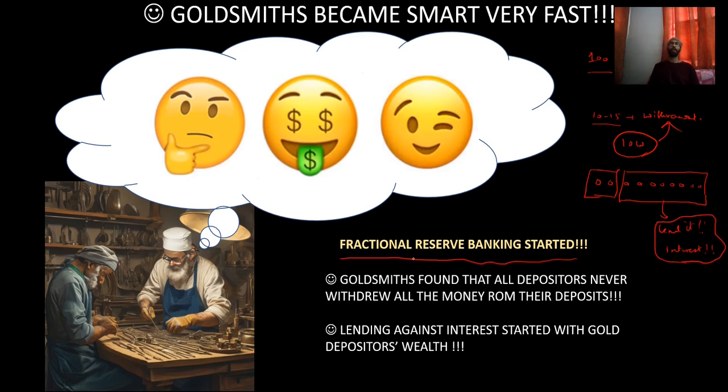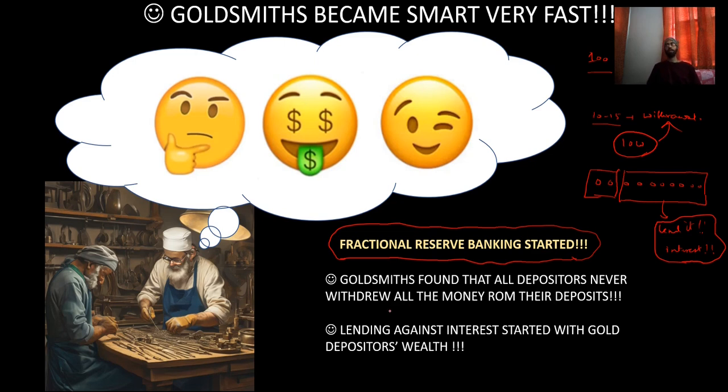This is the source from where fractional reserve banking arose. Fractional reserve banking arose from the concept that at any time only a small percentage of the depositors will ask for the money back. So goldsmiths found that all depositors never withdrew all the money from their deposits. Lending against interest started with gold depositors' wealth. Depositors stored their wealth, and the goldsmith would use that wealth to earn interest.